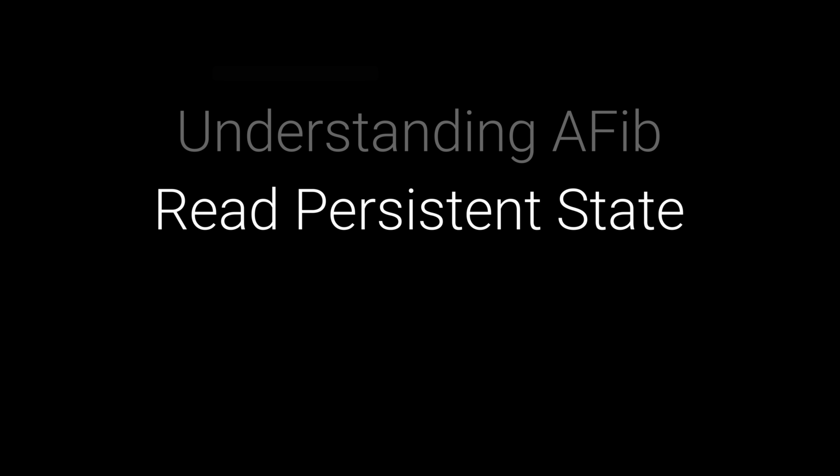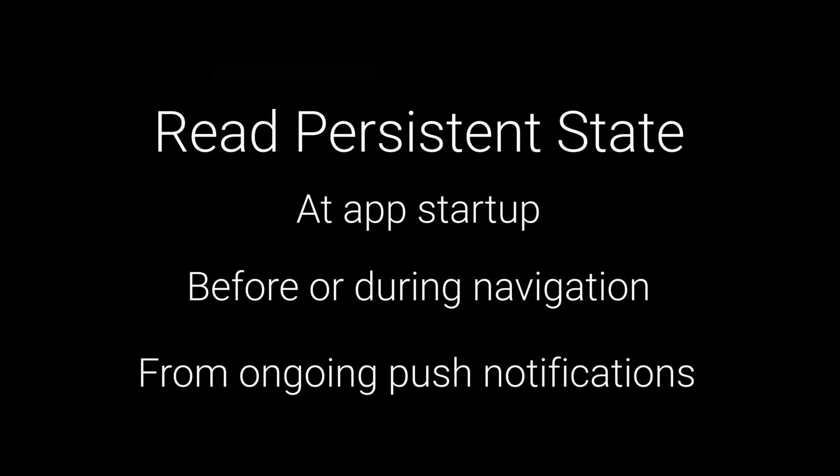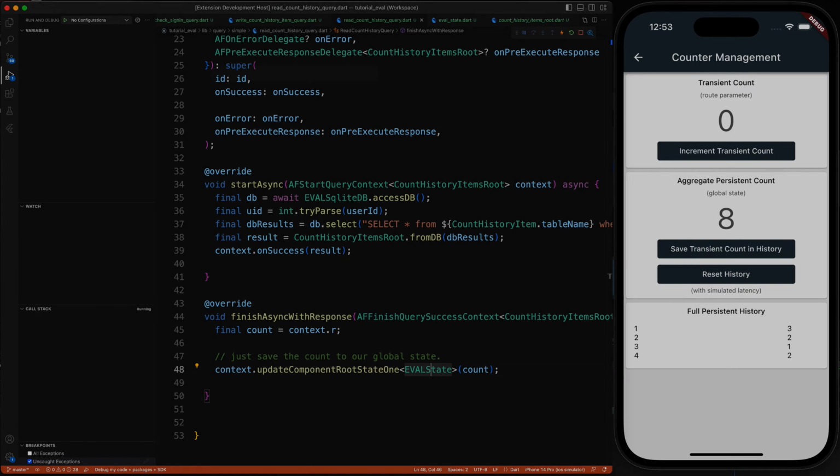Now we need to understand how we read persistent state when the app restarts. We will see that this simple app loads all of its state at app startup, but AFib in no way requires you to load state at startup. You can also load state on demand, during or just prior to navigations, or via listener queries which receive push updates on an ongoing basis. We will see some of that in the build section, and the remainder is covered in the written guide.